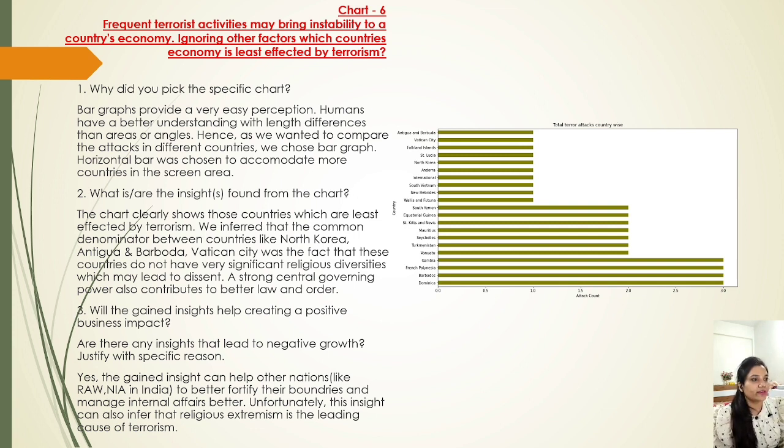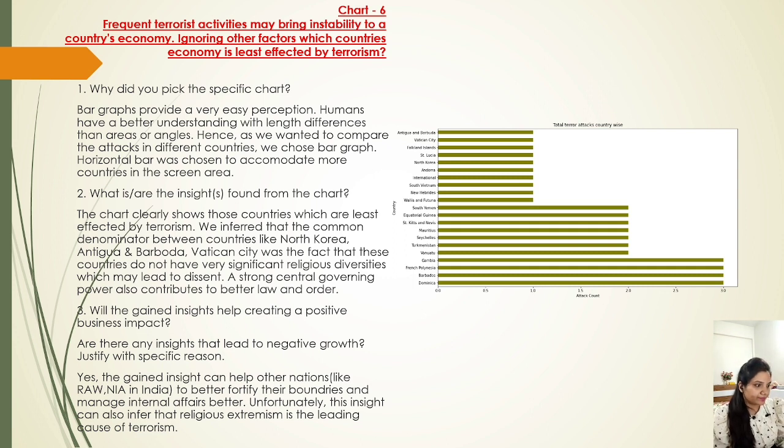A bar graph provides a very easy perception. Humans have a better understanding of length differences than area or angles. Hence, we wanted to compare the attacks in different countries, so we chose a bar graph. A horizontal bar was chosen to accommodate more countries in the screen area. The chart clearly shows those countries which are the least affected by terrorism. We inferred that the common denominator between countries like North Korea, Antigua and Barbuda, and Vatican City was that these countries do not have very significant religious diversities which may lead to dissent. A strong central governing power also contributes to better law and order.